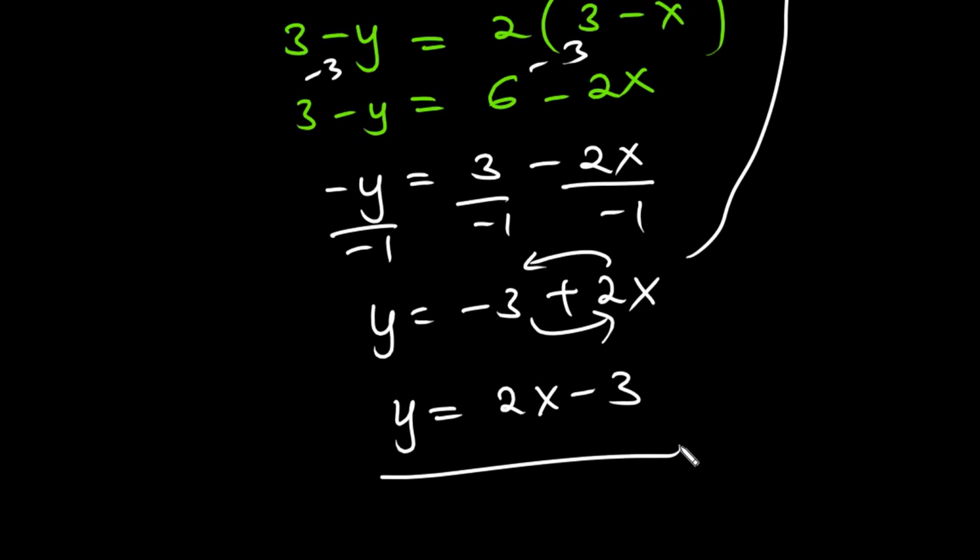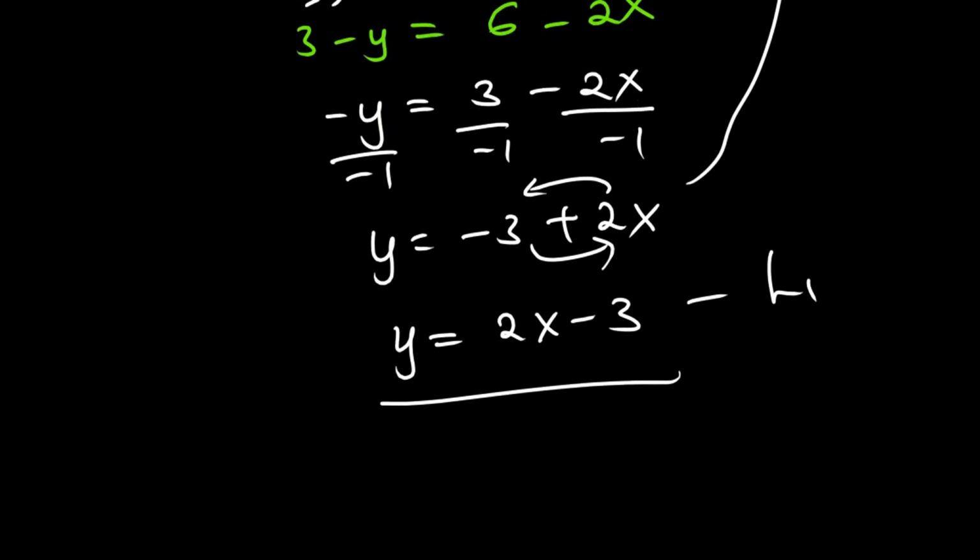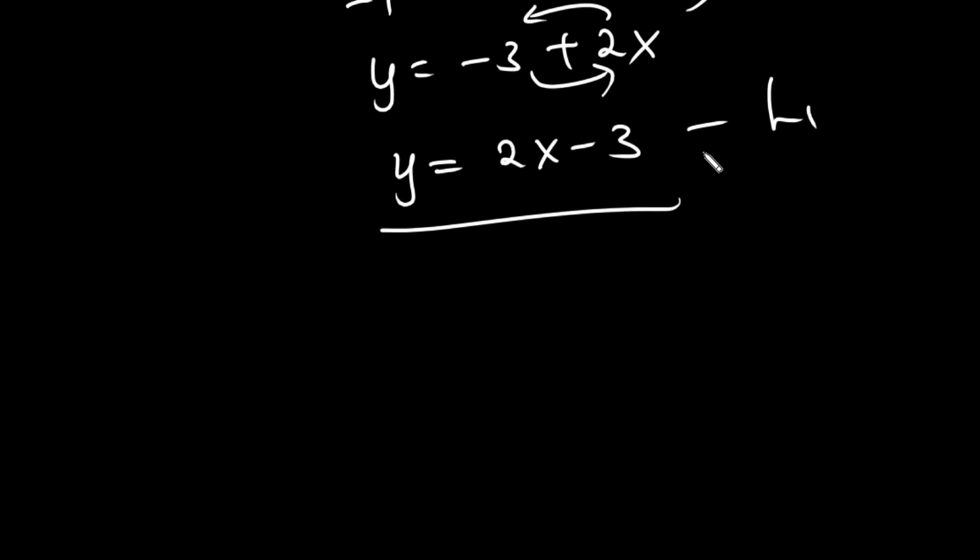Then we can now proceed to part B of the same question. Part B states that another line L2 is perpendicular to L1. So this was line L1. Then we are told that there's another line, L2, that is perpendicular to L1, and that line passes through the point negative 2, 3. So the question is, find the equation of L2.